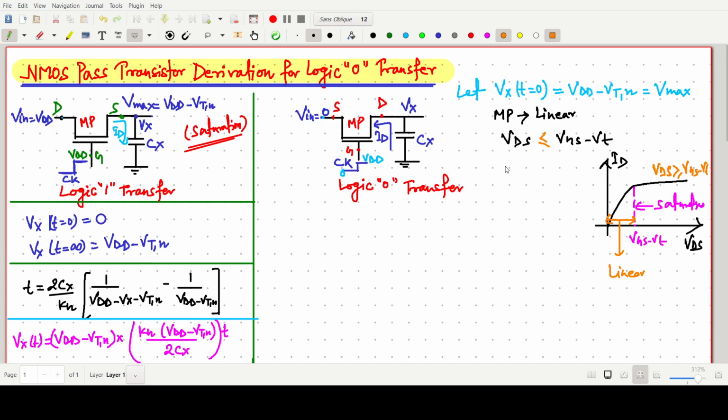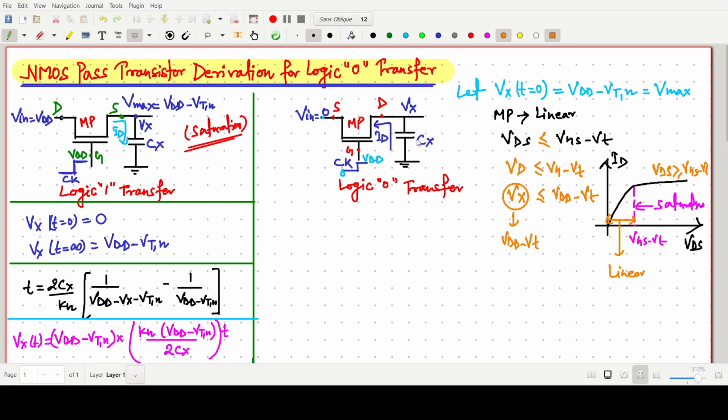So here what we observe is that VD is compared with VG minus VT. S is common, so VD minus VS versus VG minus VS, so VS cancels. Now the drain voltage is basically Vx, and VG is our VDD minus VT. So one can say this value, initially, is VDD minus VT, but current is flowing and this capacitor starts discharging.